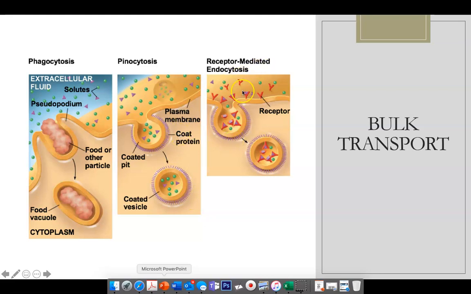Receptor mediated, the plasma membrane is going to have these receptors on it, which these particles will have to be able to fit. And when it does, it triggers the plasma membrane to form this vesicle around it and bring it into the cell. Again, exocytosis is the opposite. In endocytosis, you're bringing it in. In exocytosis, you would already have the substance in a vesicle, and then the vesicle would fuse with the membrane and push it out. That's it.